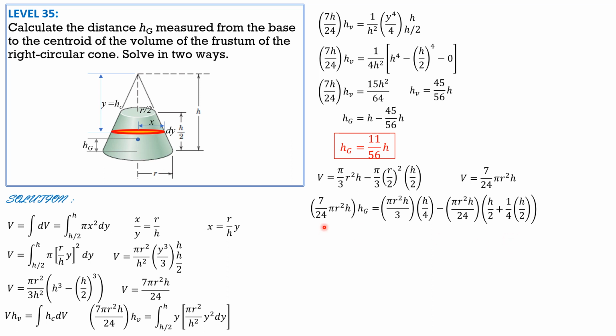So simplifying, cancel out pi r squared h. So 7 over 24 h sub g equals h over 12, minus 5/8 times 1 over 24. That's 5 over 192 h. So 1 over 12 minus 5 over 192, times 24 divided by 7. You will get 11 over 56 h. So that's it for this problem, and I hope that you were able to follow, especially the second part.